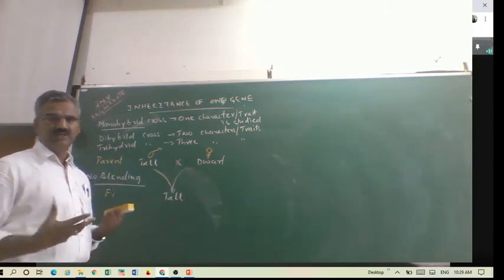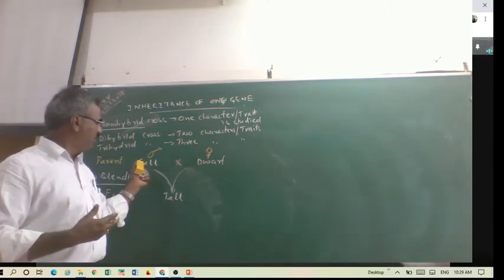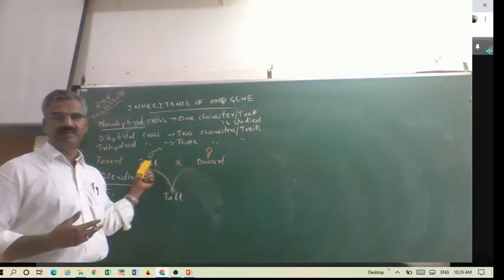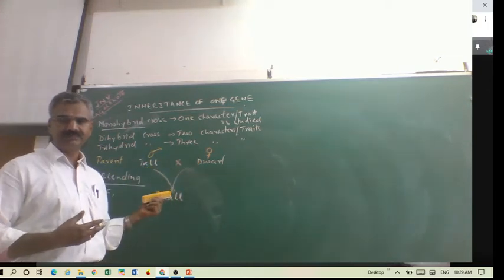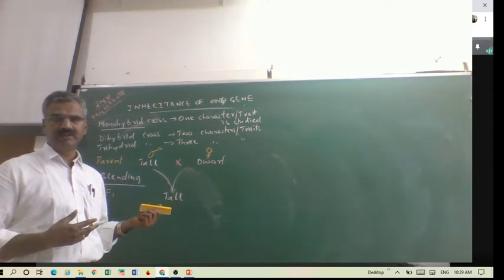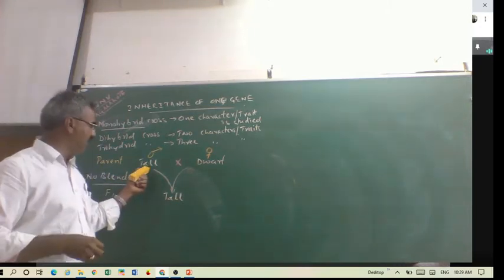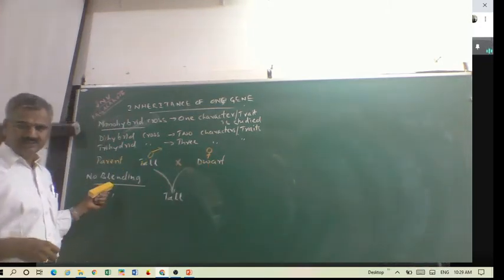If we are the scientists, definitely when we do that, what is expected from the crossing between the tall and dwarf plants? What do we expect? Medium height, sir. So we expect medium height here. That is what is called blending.